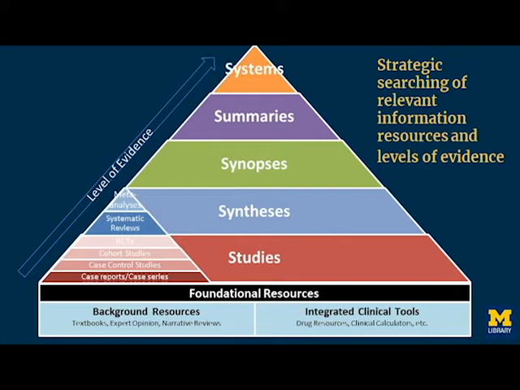So when we're looking at background information, we're looking at textbooks, expert opinion, and this may be when you consult with your peers or faculty. We're looking at reviews of the literature. So those are our foundations. When we then start looking into the levels of evidence, our pyramid, then we start thinking about primary studies.